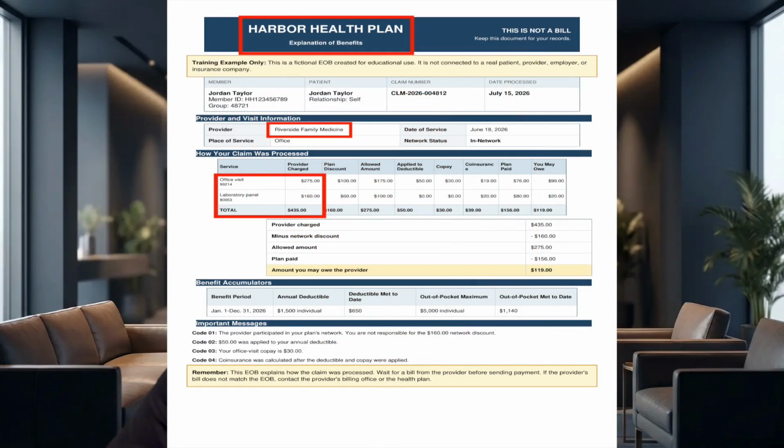Step 2, look at what the provider billed. Now move down to the section that shows the services. In our example, there are 2 services, an office visit and a laboratory panel. The office charged $275 for their office visit, and the lab charged $160. Together, the providers billed $435.